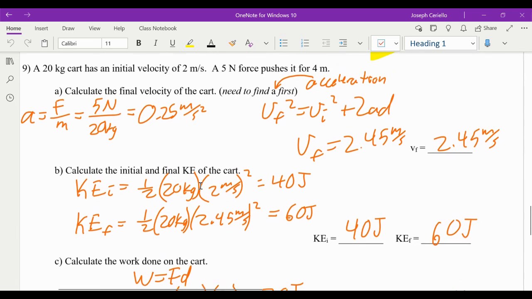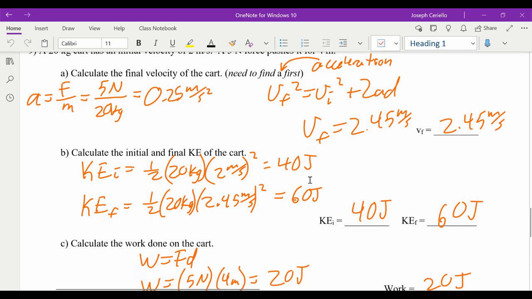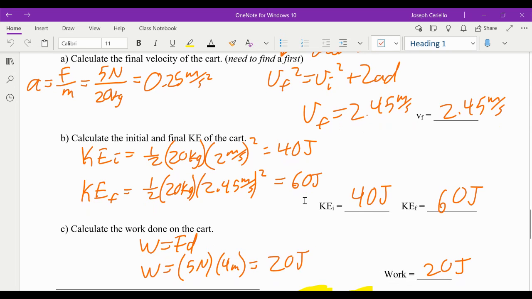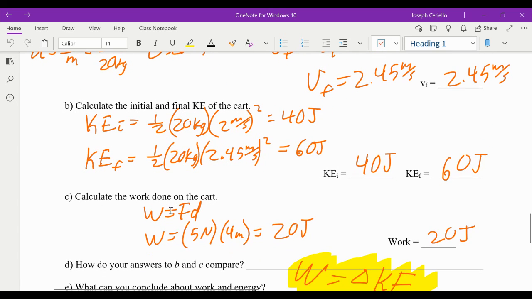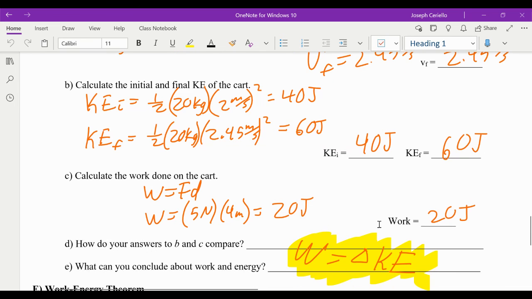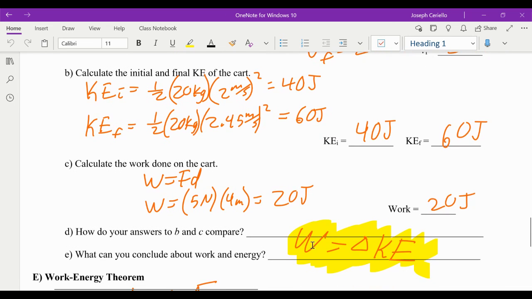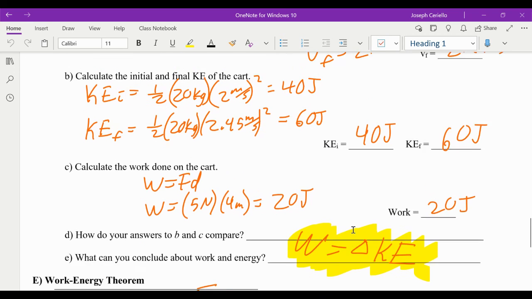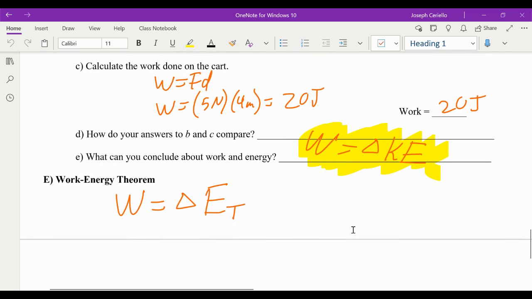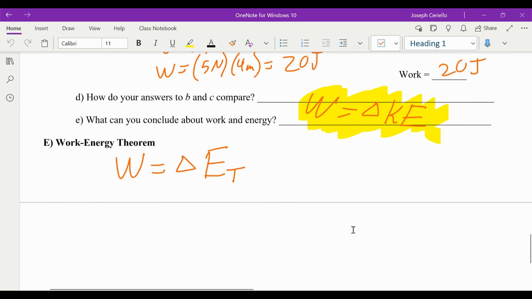The initial kinetic energy of the system using the initial velocity was 40 joules. The final kinetic energy of the system using the final velocity was 60 joules. Okay, make sure you do these calculations to make sure you can get these numbers. And the work done on the system by the force and the displacement was 20 joules. So you can see this a little bit clearer here, that the work is equal to the change in kinetic energy. So which one is it? It's actually both of them. The work done on a system is equal to the change in total energy of the system.